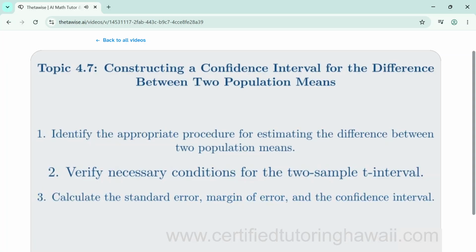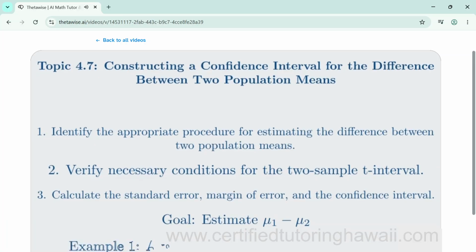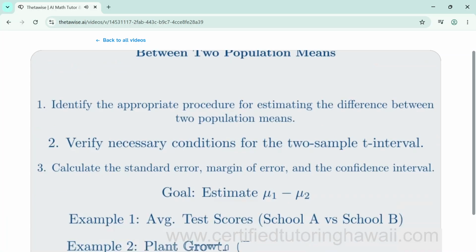By the end of this lesson, you will be able to construct and interpret a confidence interval for the difference between two population means. This allows us to estimate, for example, the difference in average test scores between two different schools, or the difference in growth between plants given two different types of fertilizer.